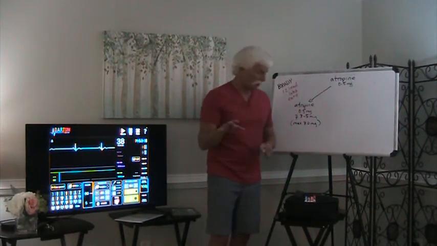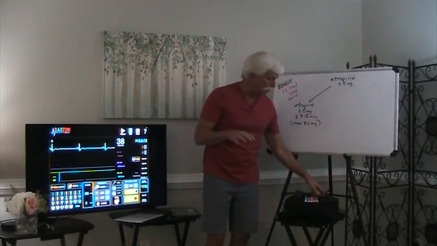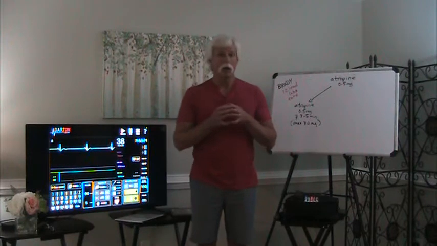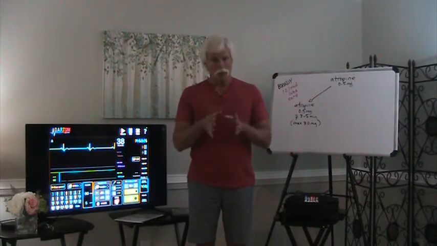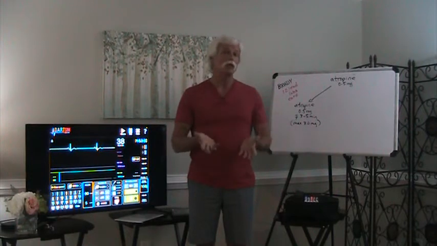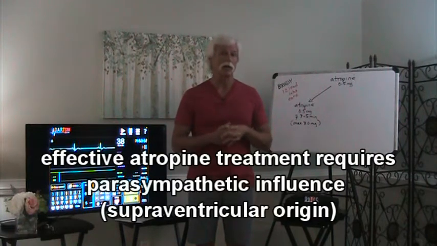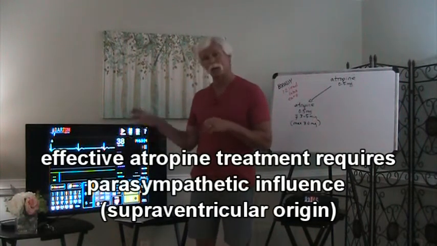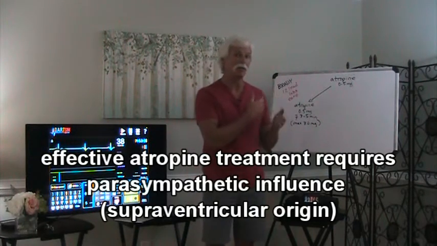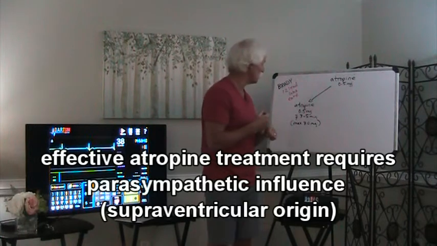Now, another thing that is a little bit unusual about atropine is that for some patients it won't work at all. Atropine works by blocking parasympathetic receptors, and anatomically those are only present in the supraventricular heart. Therefore, rhythms that are bradycardic that originate from the supraventricular heart should be atropine responsive, and this is the desired track for treating those patients.